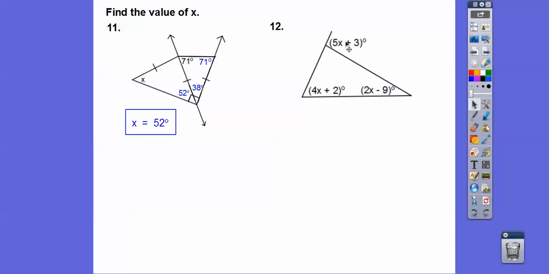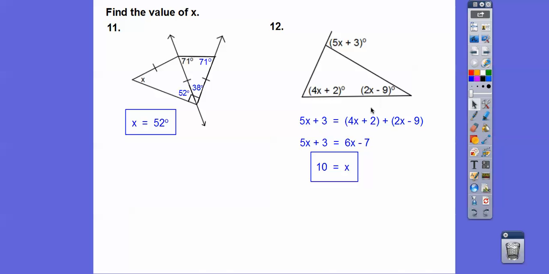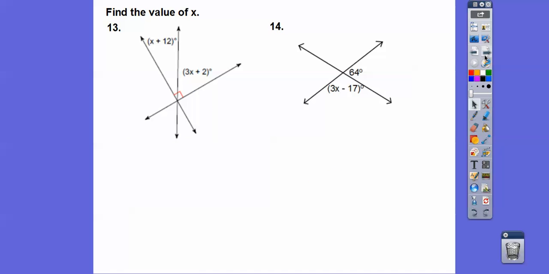All right, so this one, this angle equals the sum of these two guys. So if we let that equal the sum of those two guys, it's called an exterior angle. Exterior angle equals the sum of the two remote interior angles, and I got 10 on that guy.